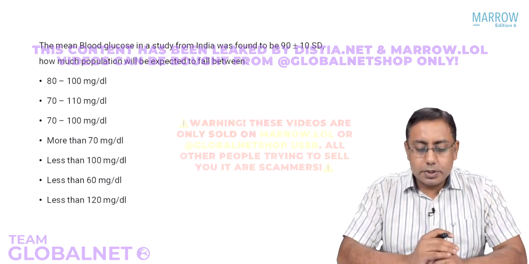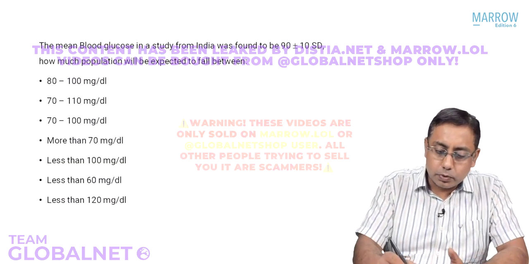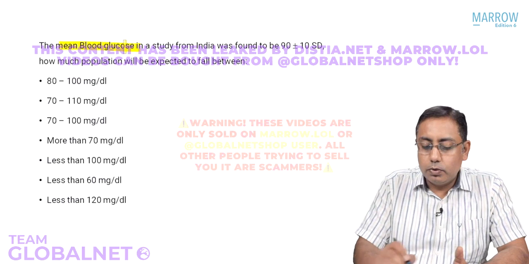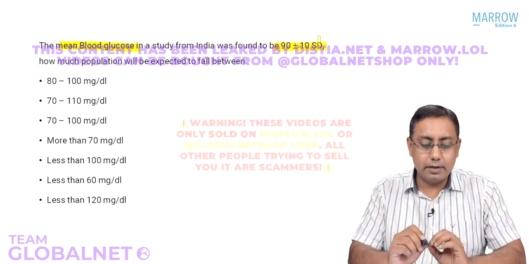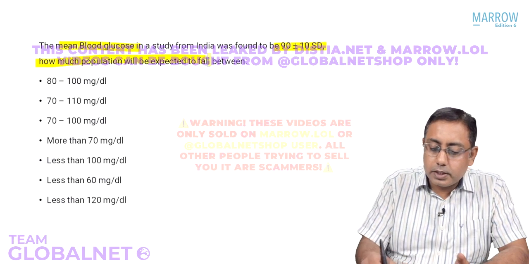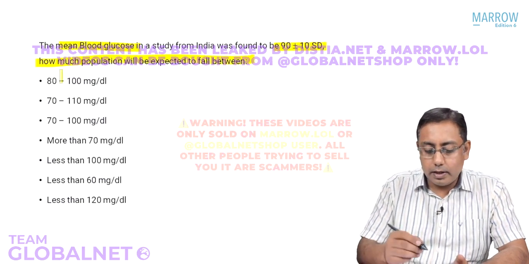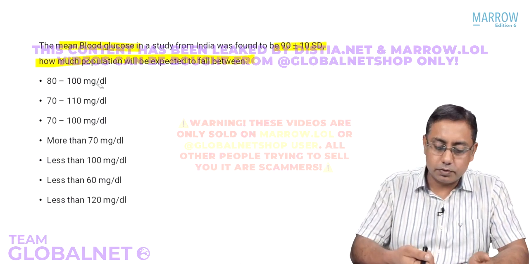Let us say that the question is: the mean blood glucose in a study from India was found to be 90 plus minus 10 standard deviations. How much population is expected to fall between 80 and 100, 70 and 110, and so on and so forth?